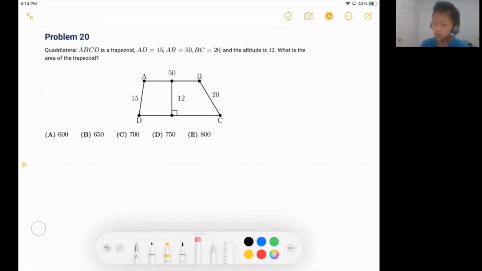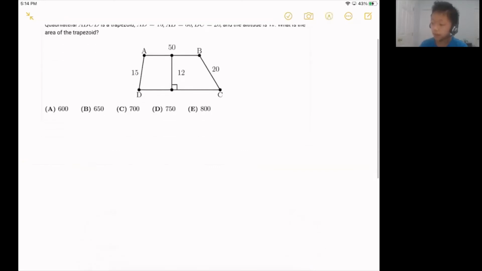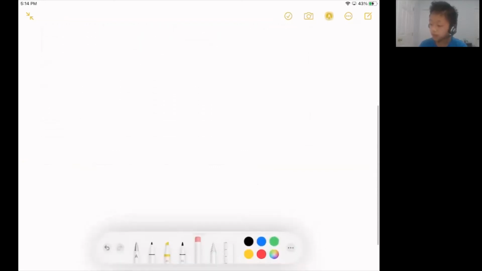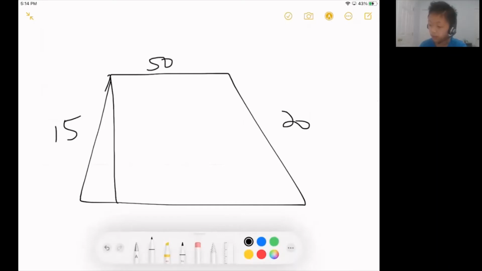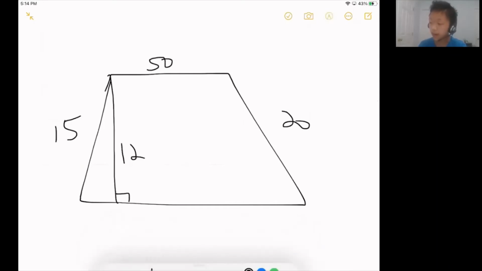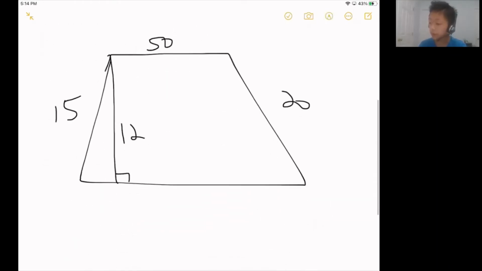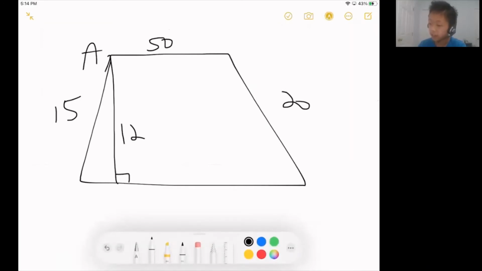So let's draw a bigger diagram. So we have 15, 50, 20, and we're given this height is 12. And I guess you could label them if you want, A, B, C, D. It doesn't really matter in this question.